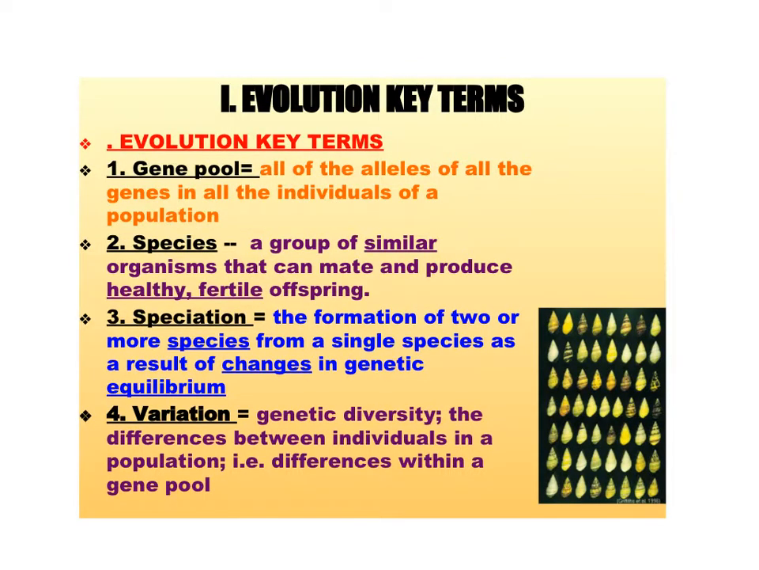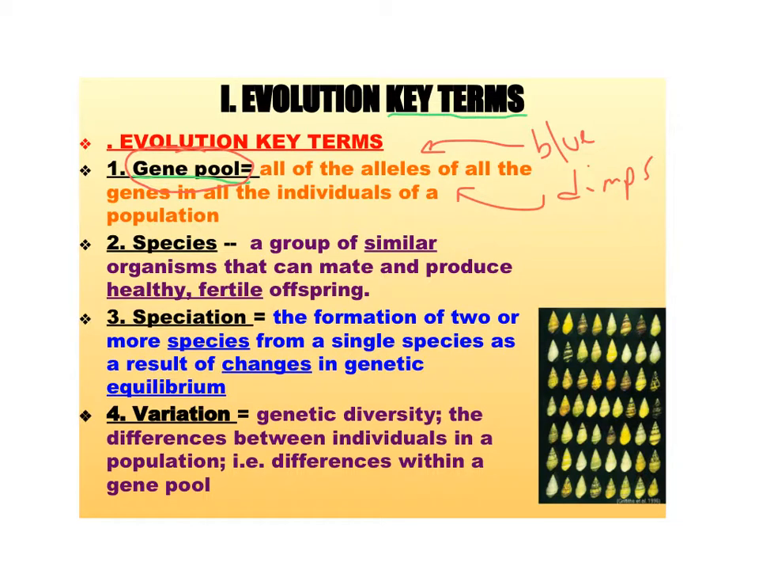And like any unit in biology, it's all about the key terms. So these are some of the evolution key terms. The first one is a gene pool. It's all the alleles of all the genes in all the individuals of a population. So for humans, blue eyes, that allele, boom, that's in our gene pool. Dimples, boom, that allele, that's in our gene pool. So all the genes, all the alleles that make humans humans, that is in our gene pool.